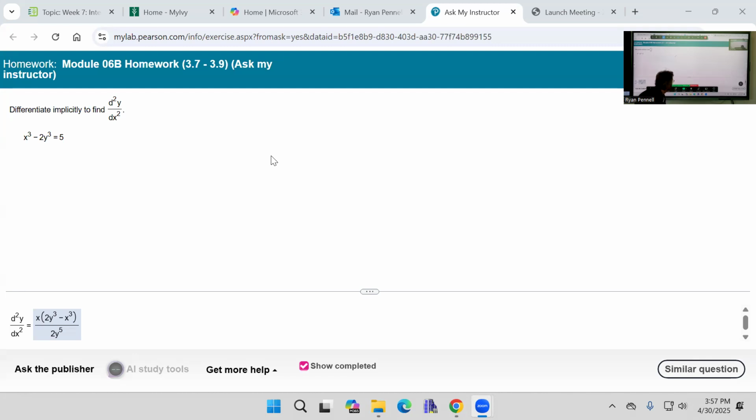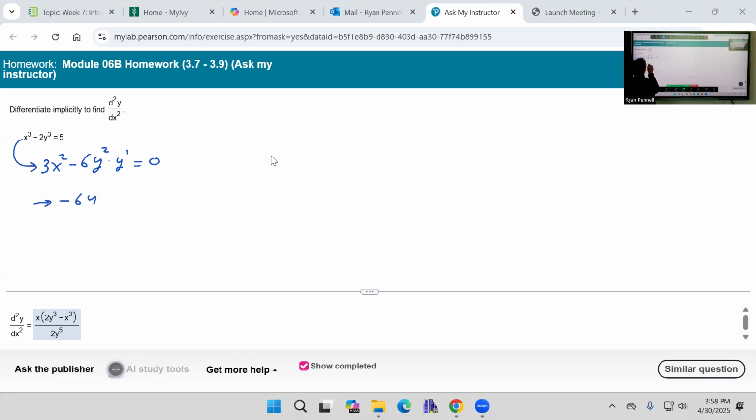Look, implicitly. Okay, so if I take the first derivative, 3x squared minus 6y squared y prime equals 0. Okay, we want to solve for y prime and take the derivative of that.